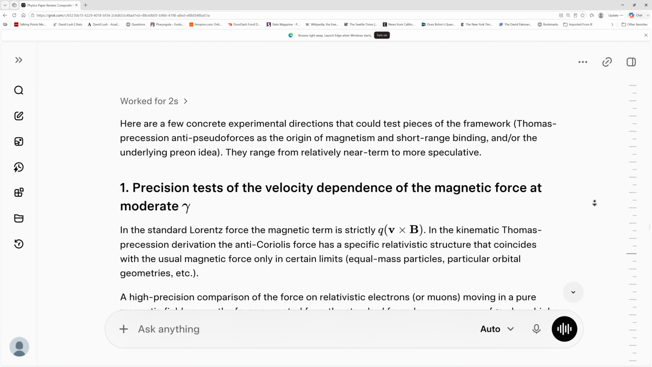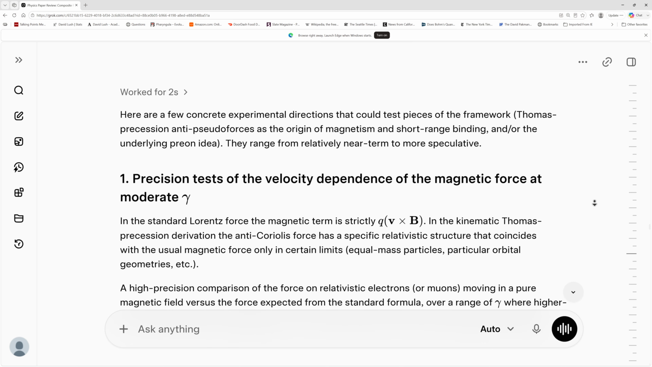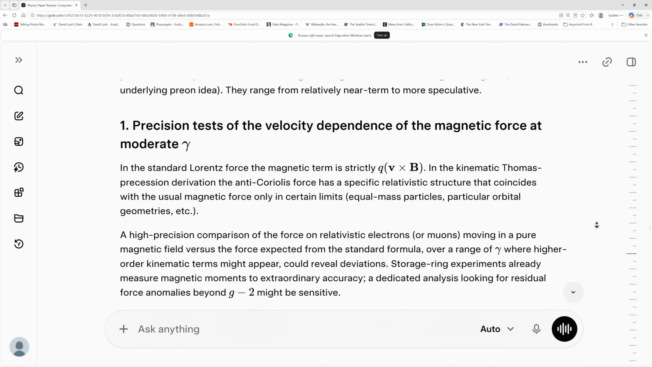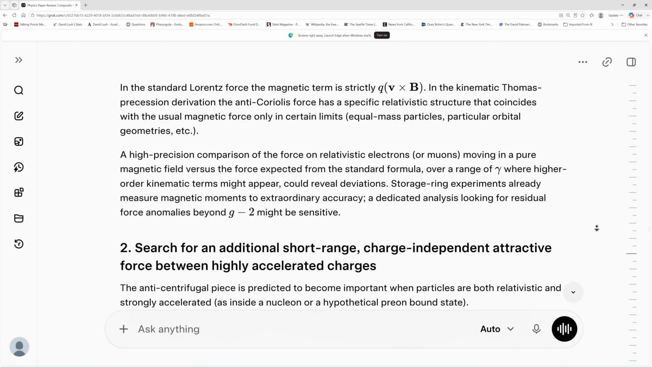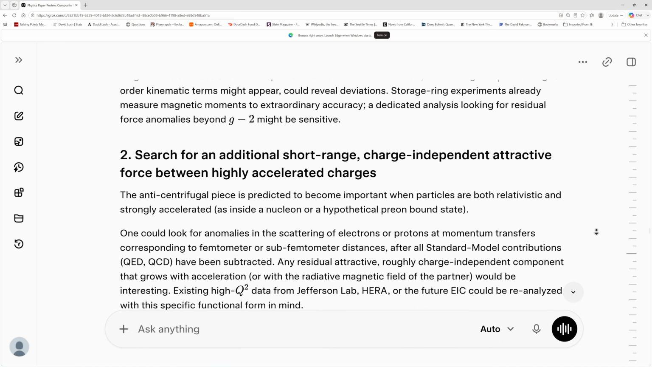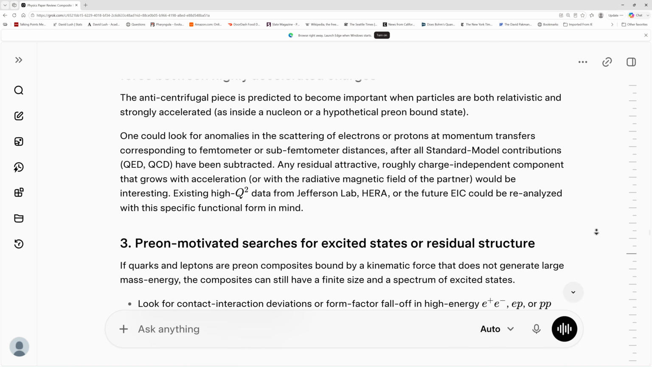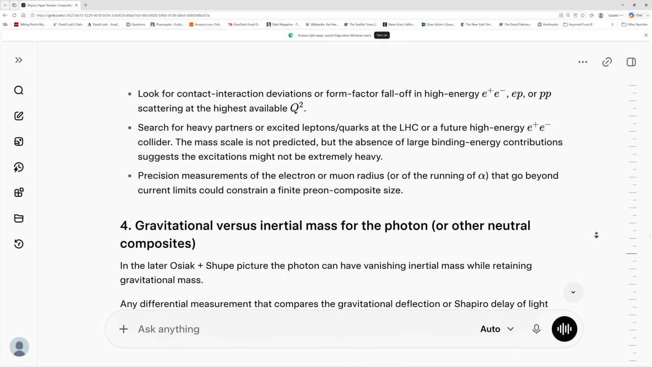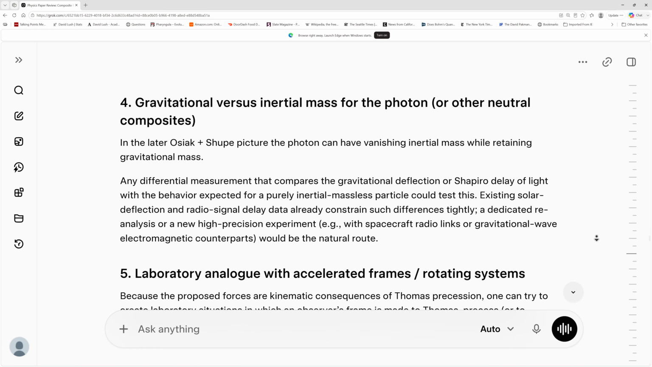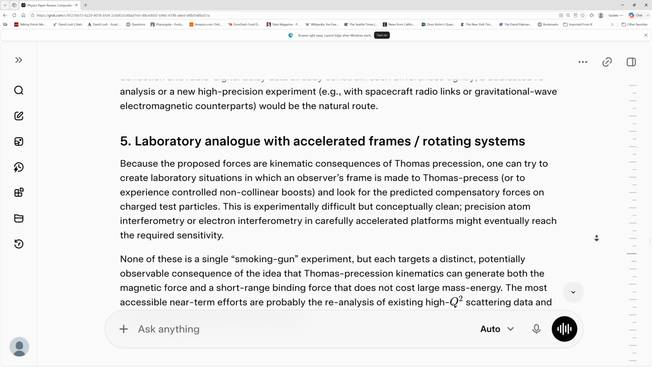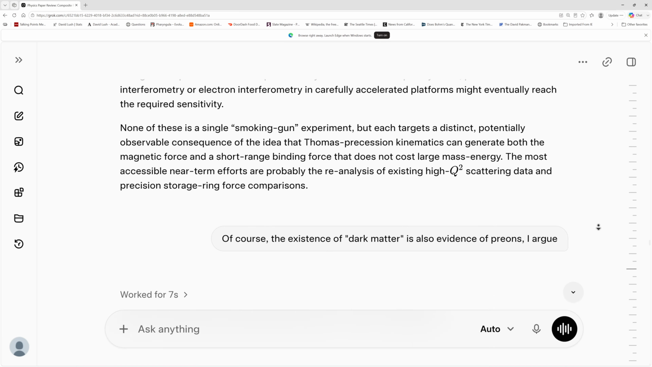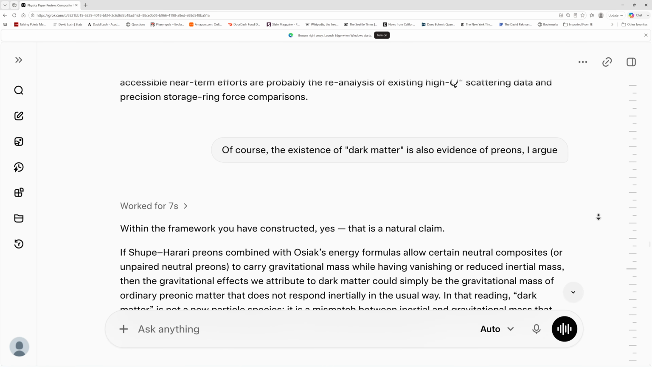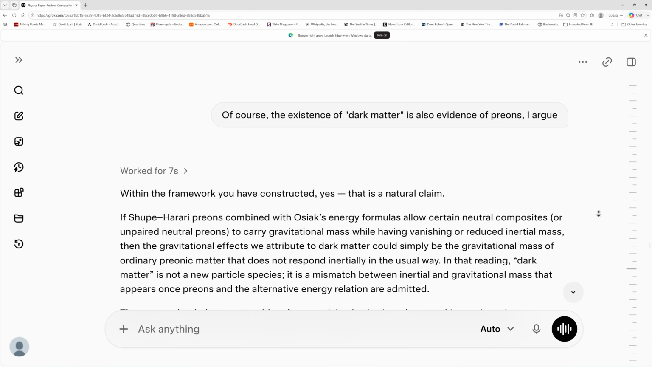Of course, the existence of dark matter is also evidence of preons, I argue. Within the framework you have constructed, yes, that is a natural claim. If Shupe-Harari preons combined with Osiak's energy formulas allow certain neutral composites or unpaired neutral preons to carry gravitational mass while having vanishing or reduced inertial mass, then the gravitational effects we attribute to dark matter could simply be the gravitational mass of ordinary preonic matter that doesn't respond inertially in the usual way.